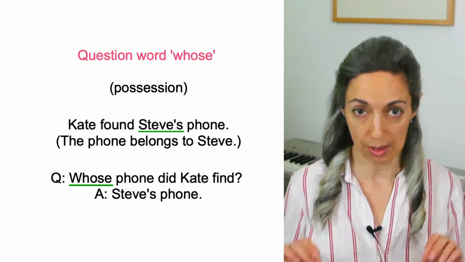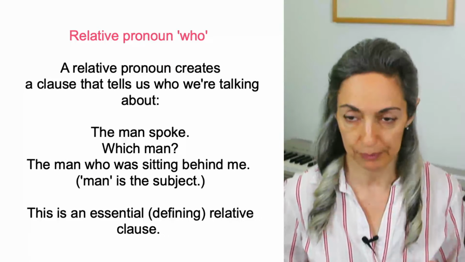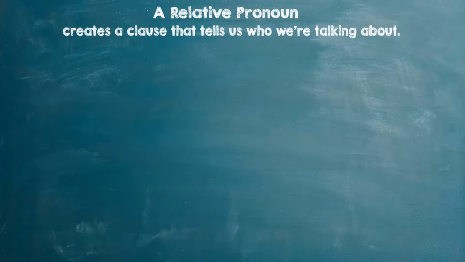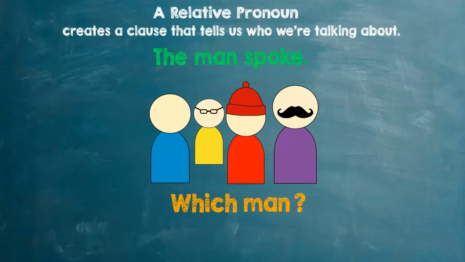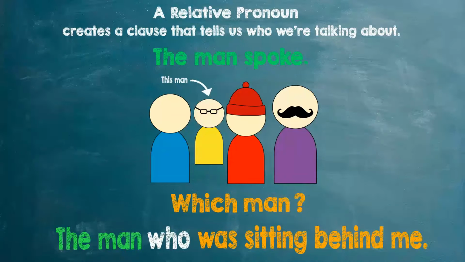Now, let's look at the same words, who, whom, and whose, as relative pronouns. Just a reminder that a relative pronoun creates a clause that tells us who we're talking about. For example, if we hear the sentence, the man spoke, we're not quite sure which man we're talking about, so we need to identify this man, and we can create this clause, which is, for example, the man who was sitting behind me. And because the man here is the subject, we use the word who.